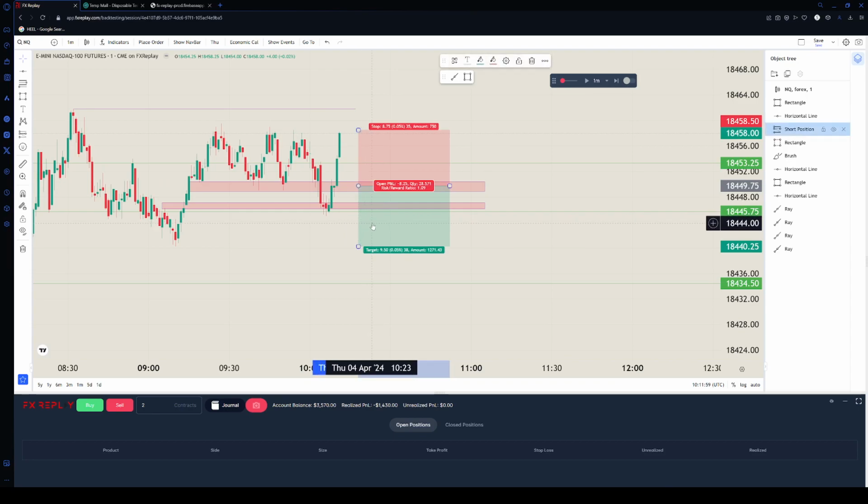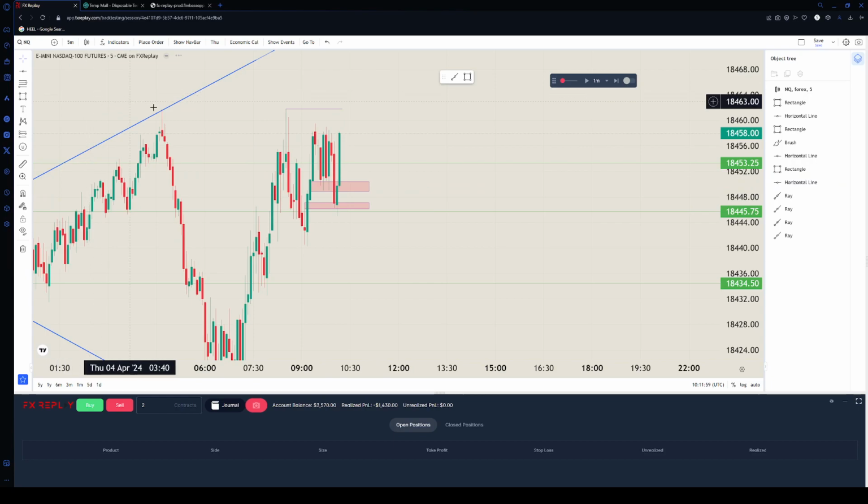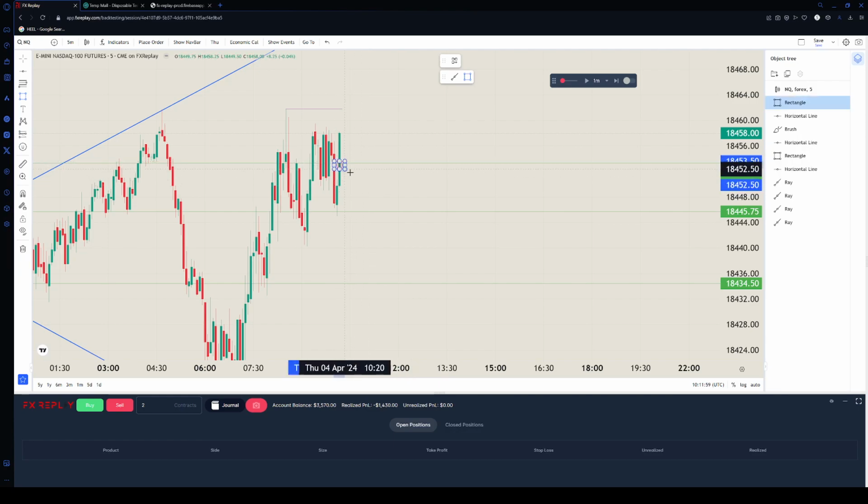Look at that, swept midnight super nicely. Made new highs and everything. And inverse the SIBI right from the get-go. That's an A for you. And that's why it's good to wait for those extra confirmations.